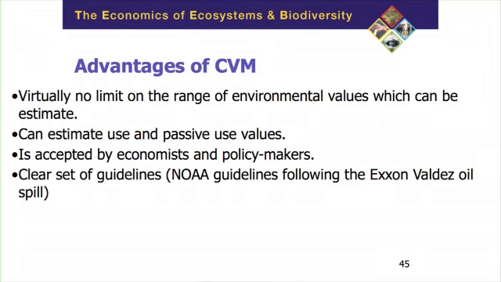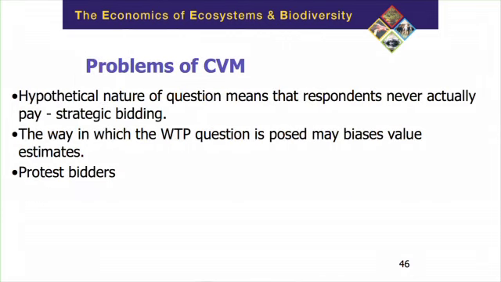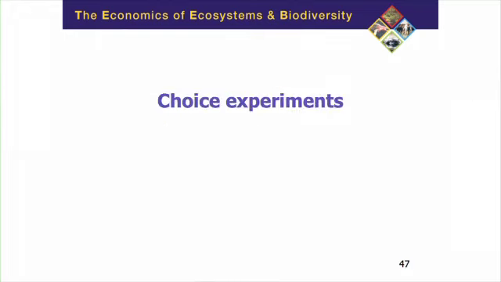The problems: a lot of people argued about the hypothetical nature of a CVM. There were issues about how the way you pose a question might cause biases, so you have to try and account for it, and maybe protest bids. But generally speaking, and I suppose the other problem, is that a contingent valuation can only value the whole policy suite. So if one thing changes, you can't really value different components of it easily, and that's where choice experiments come in.